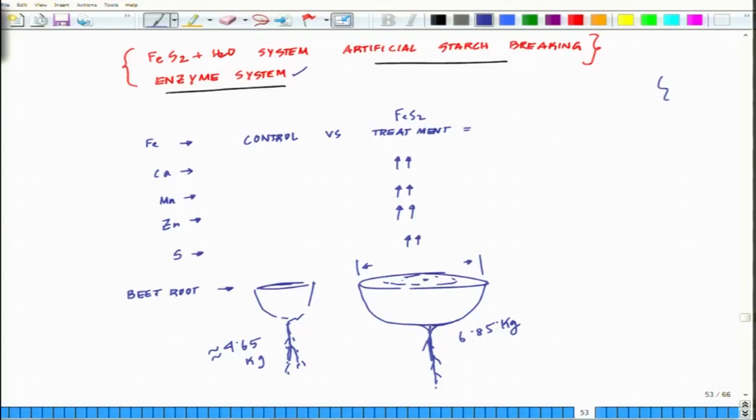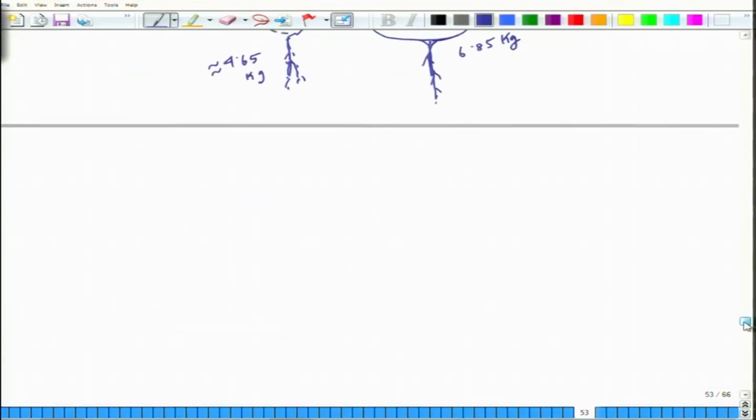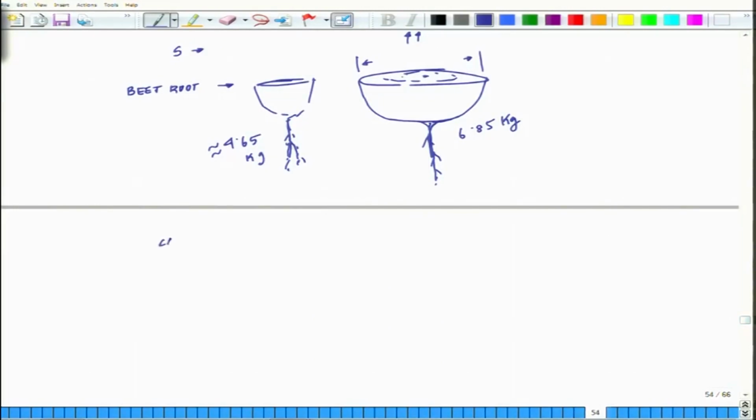Similarly, if you look at carrots, you observe a very interesting improvement. In the case of control, it is 11.4 kgs, and this is all per unit area in the trial. There is an increase of approximately 19% in carrots, whereas in the case of beetroot you observe an increase of approximately 47%.